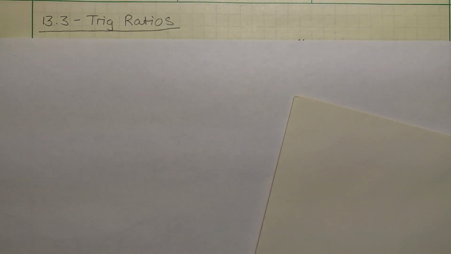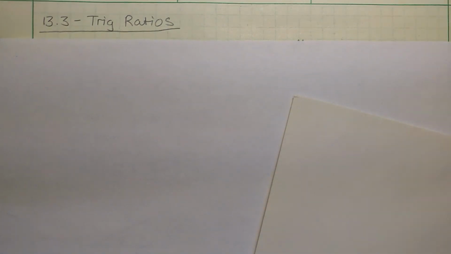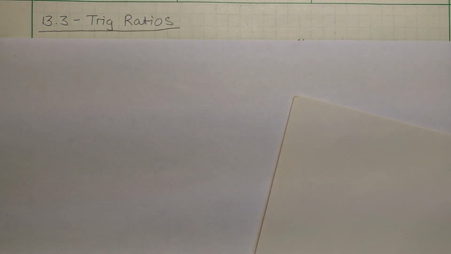Really, this is a review of things you learned in geometry but are necessary to understand for what you're going to be looking at now. So just be aware of that. We're going to call it 13.3, but it's really learning trig ratios.